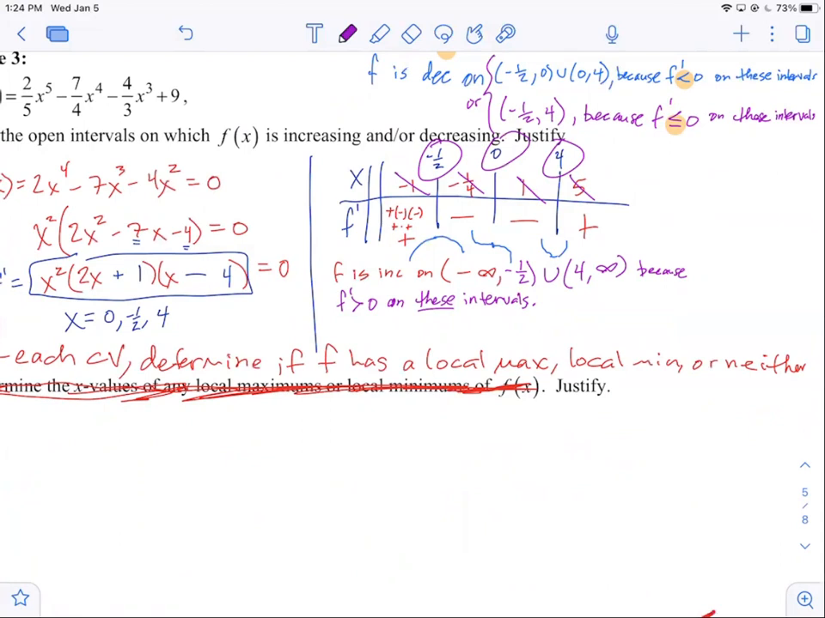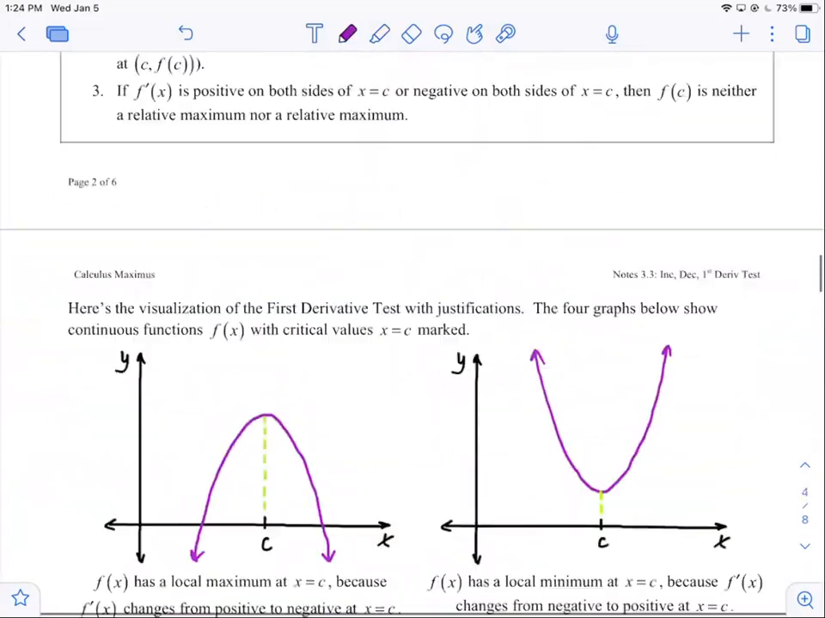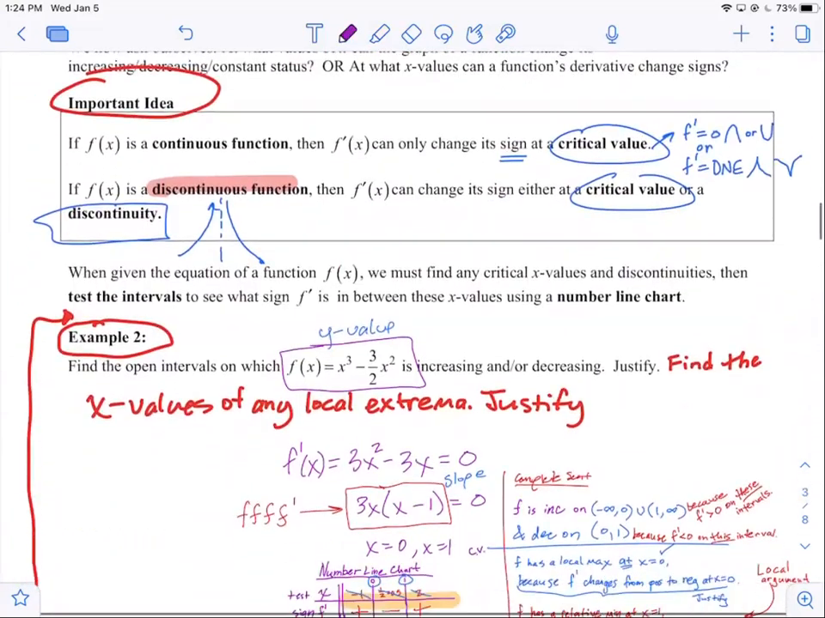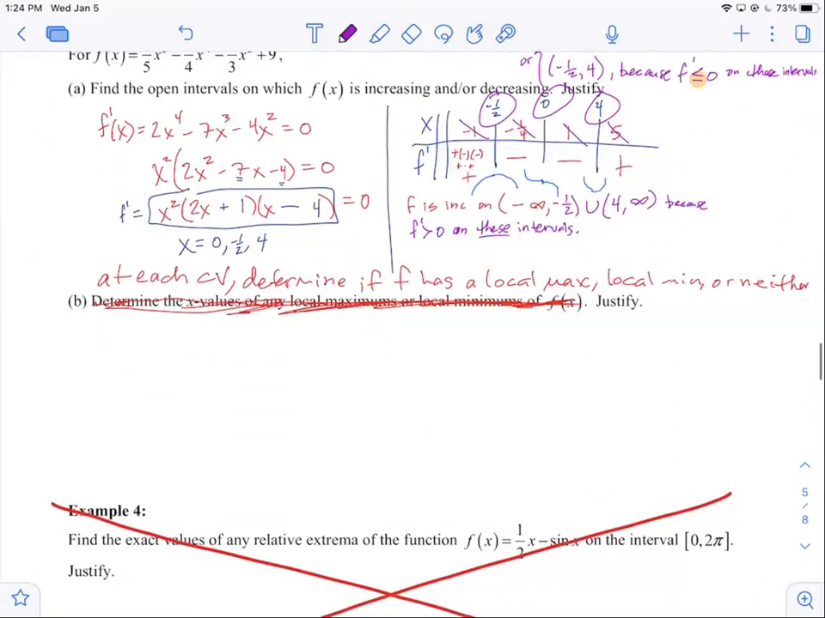You wouldn't even have to mention the one that didn't work. Okay, so you got to read carefully. That's what happened up here on example 2. Example 2 said, find the x values of any local extrema. That's all I said. But down here, this is why I changed the wording. Sometimes it says this: at each critical value, CV, determine if f has a local max, a local min, or neither. So if it says it that way, now you need to address every single critical value, including the ones that don't pass muster for local extrema.